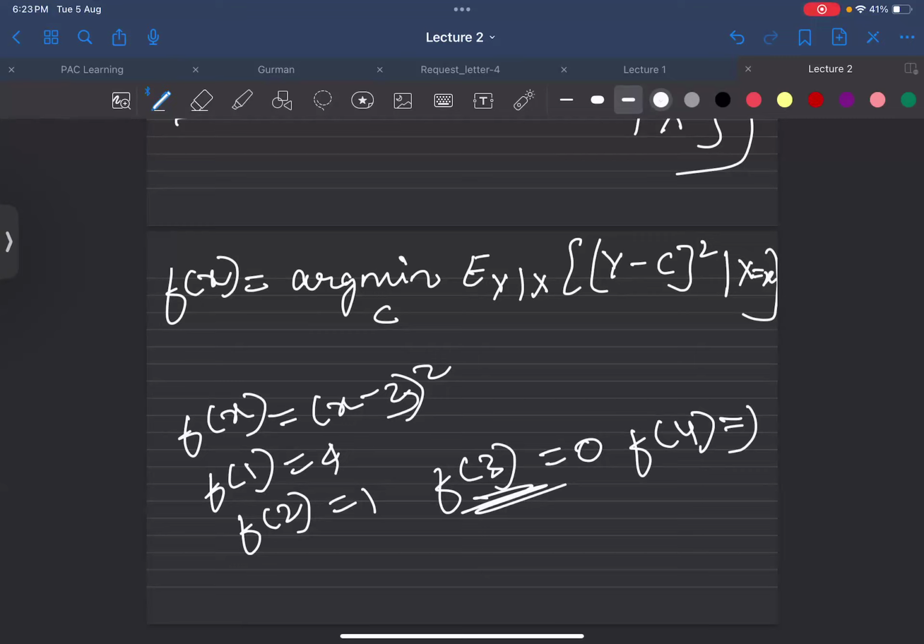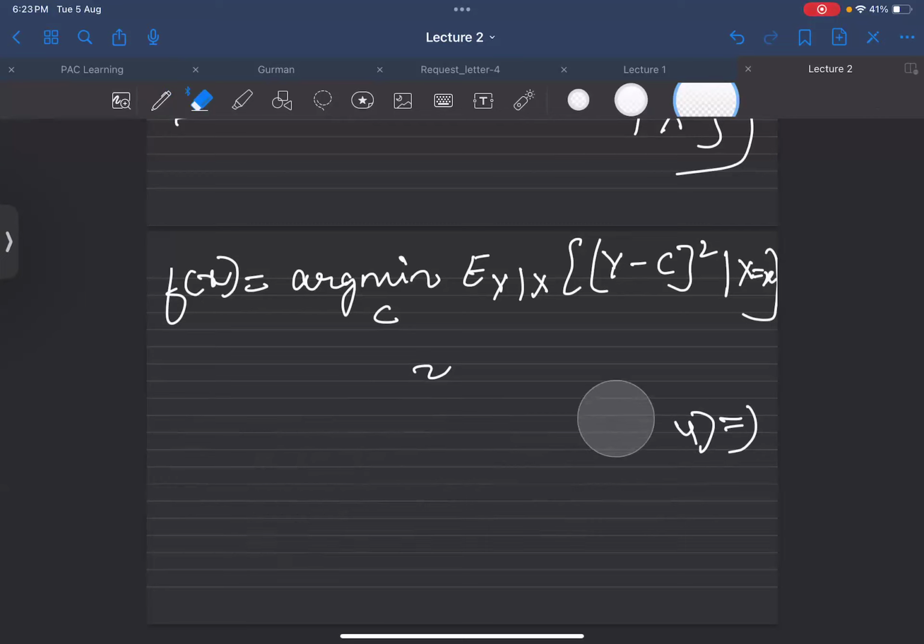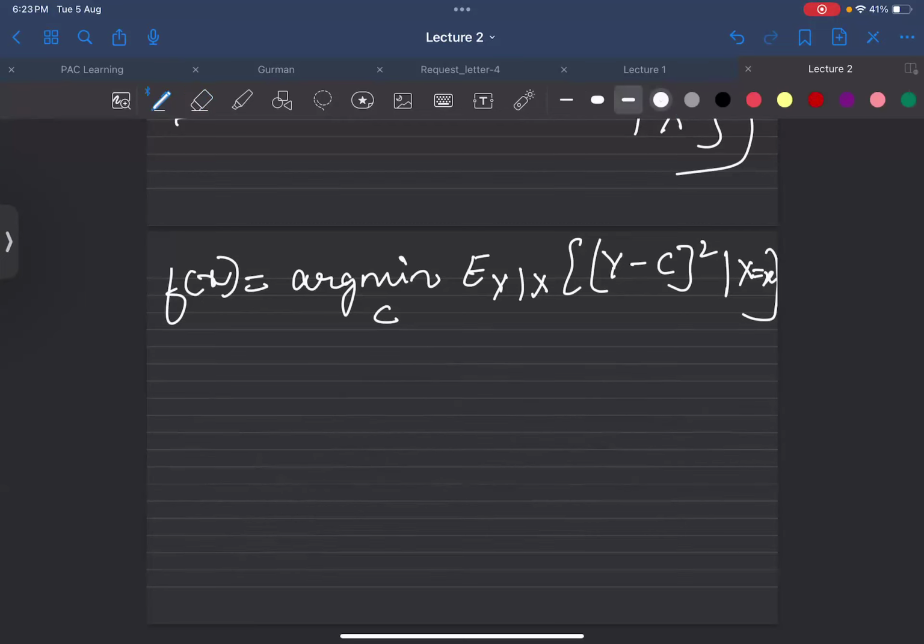So in the same way, argmin is basically the value which will give me the output. Here the output is C, which will basically give me the minimum of the expected loss. So that I am trying to find.